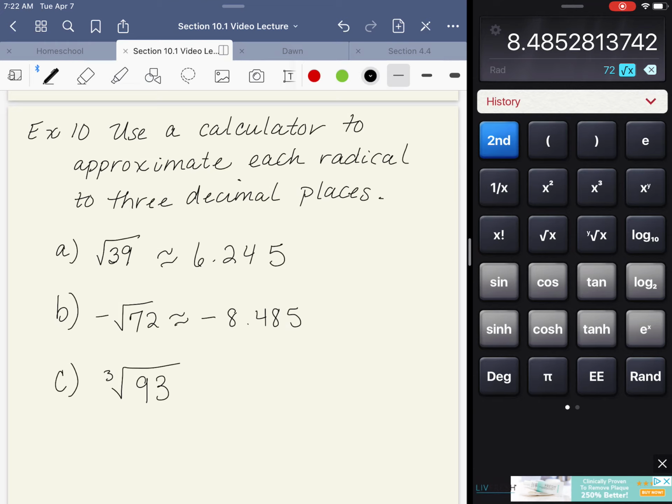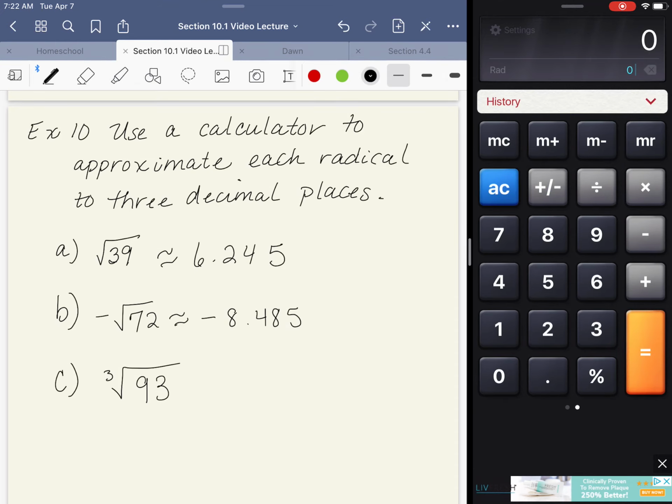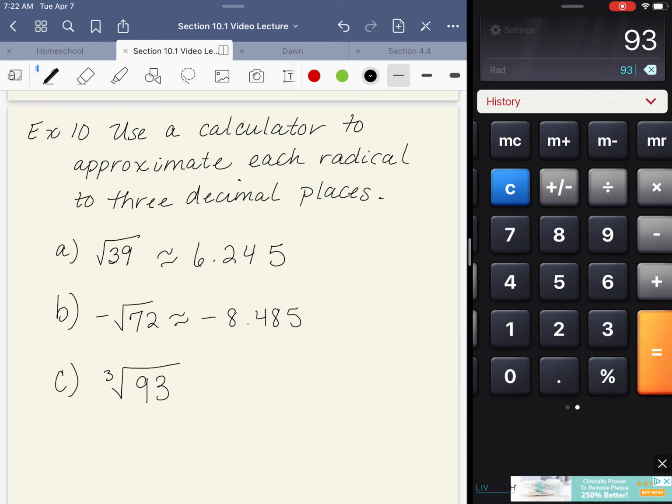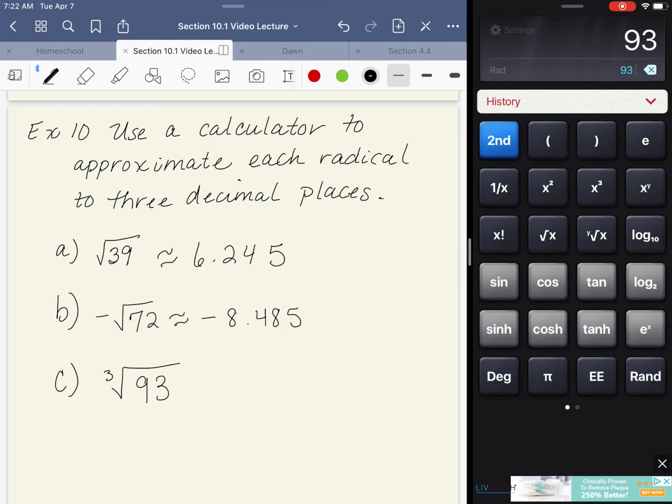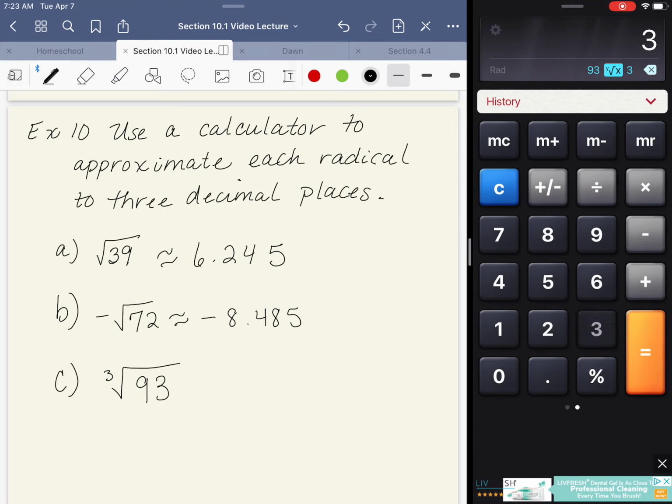All right, now when you're doing something higher than a square root, there's a different button that you'll push. So first I'll type in 93, and then I'm going to go over here and tap this button that says y square root of x, or y root of x. And then I'm going to hit 3 because it's a cube root, and equals. So to 3 decimal places, that would be 4.531.